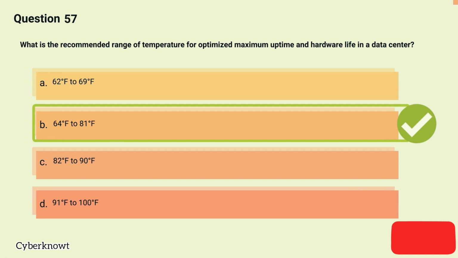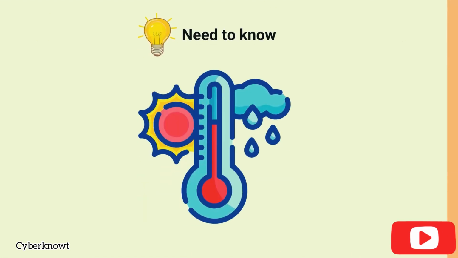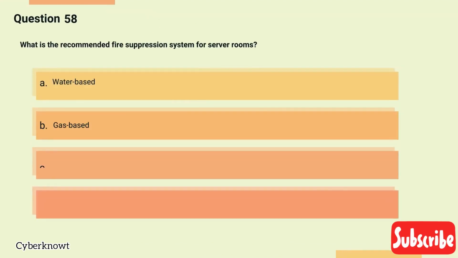64 degrees to 81 degrees. Explanation. The recommended range for optimized maximum uptime and hardware life is from 64 degrees to 81 degrees, 18 degrees to 27 degrees Celsius.